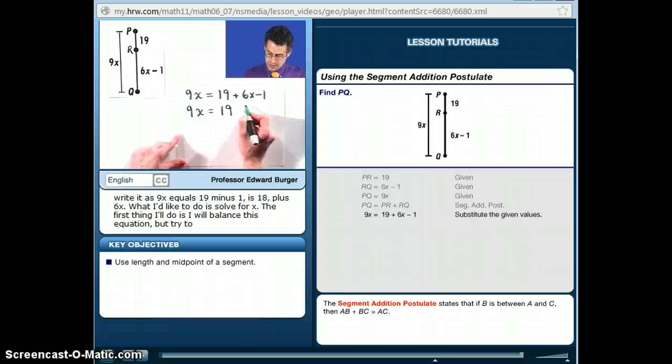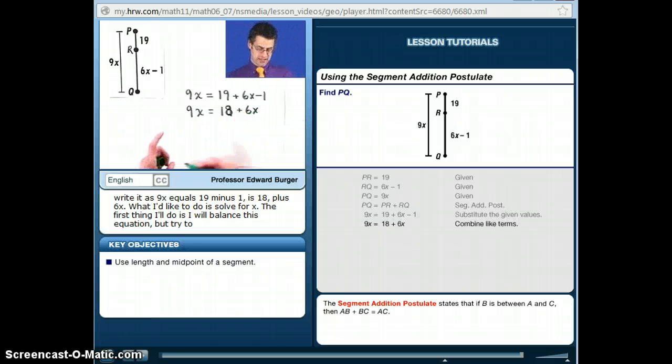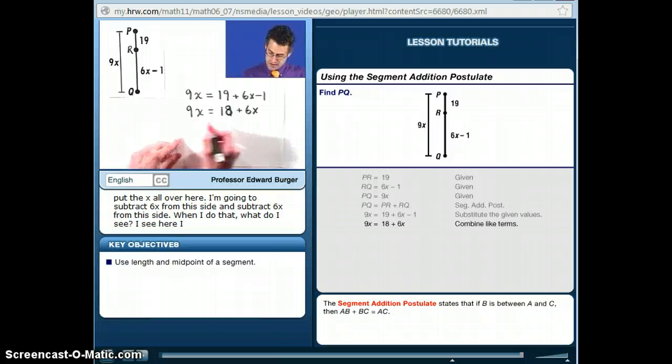Now I can clean up this equation a little teeny bit and write it as 9x equals 19 minus 1 is 18 plus 6x. Now what I'd like to do is solve for x. So the first thing I'll do is I will balance this equation but try to put the x all over here. So I'm going to subtract 6x from this side and 6x from this side.